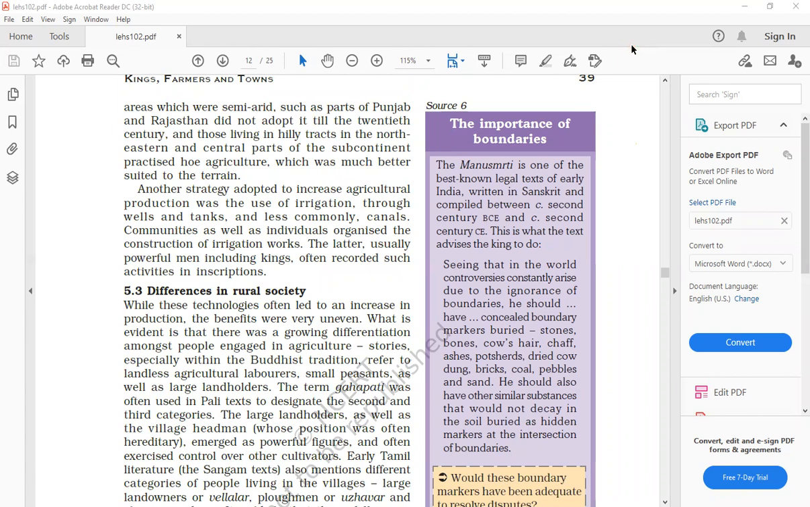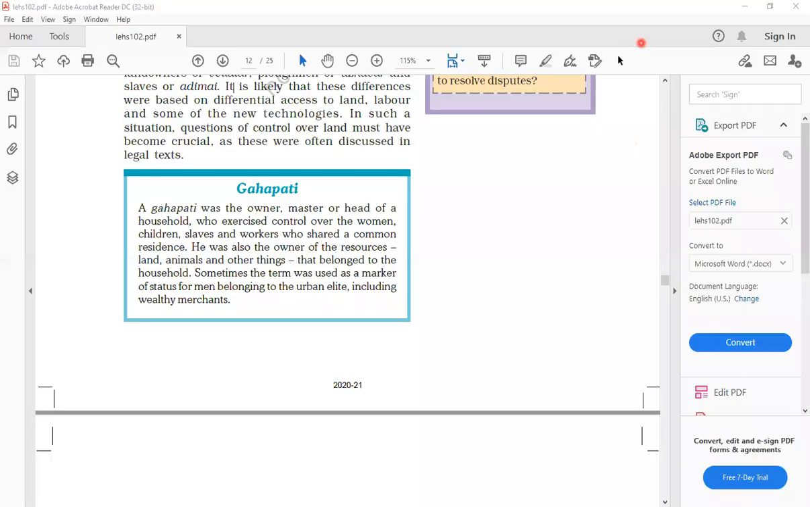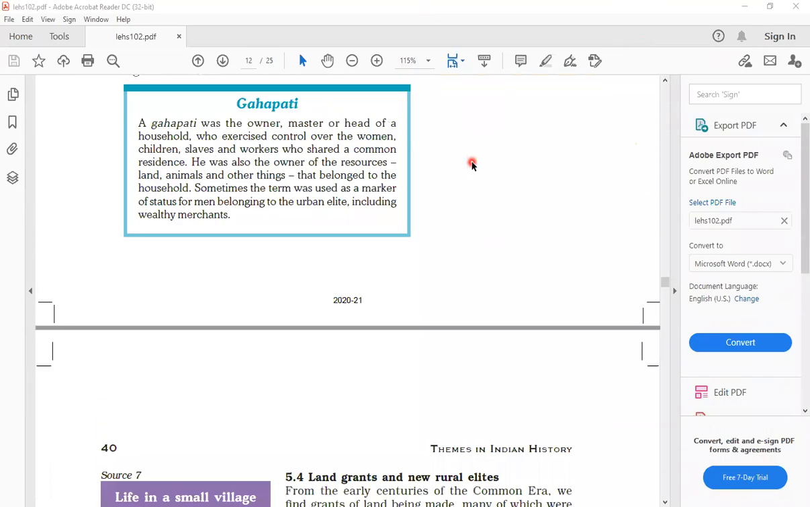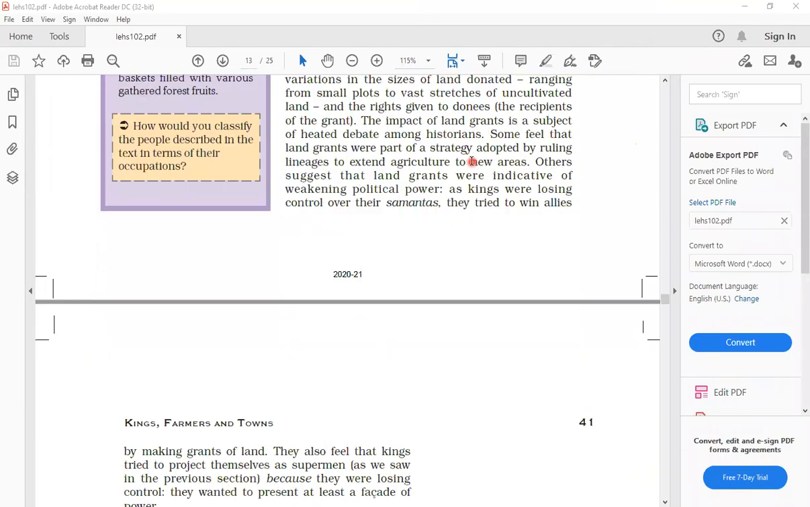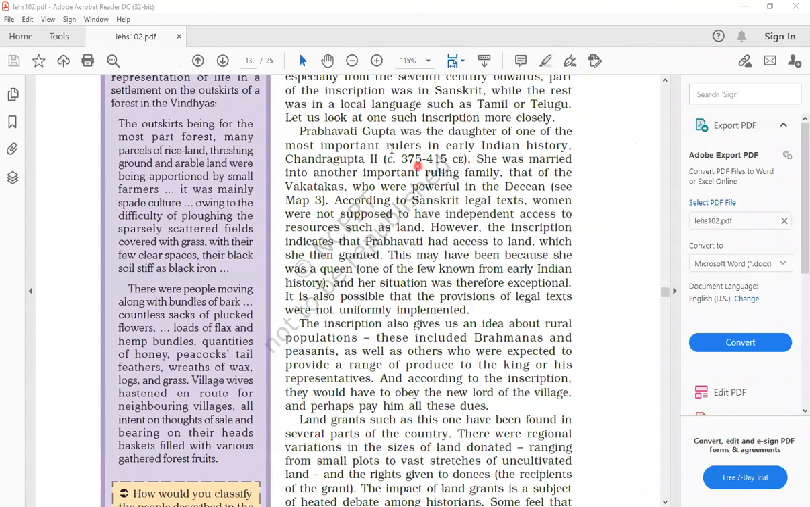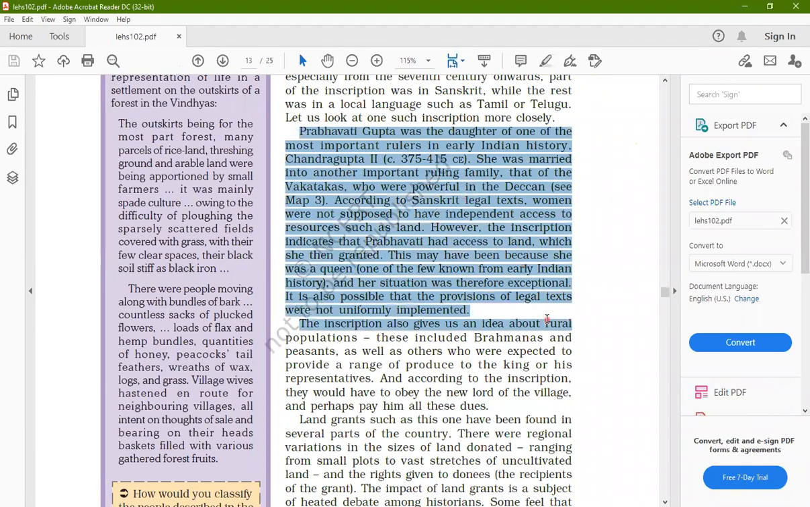Okay, now we have the next thing here. Prabhavati Gupta: this whole paragraph is very important, as Prabhavati Gupta is most important in this field.